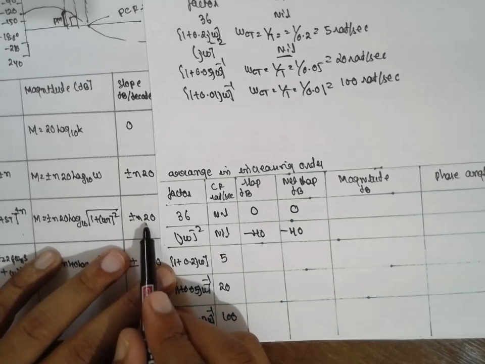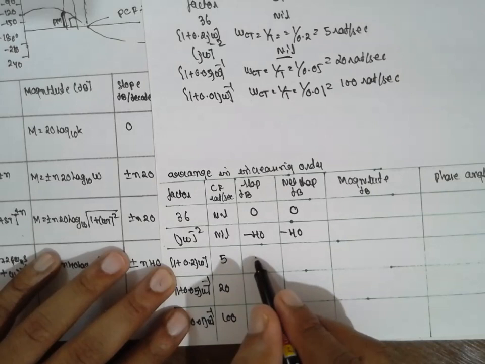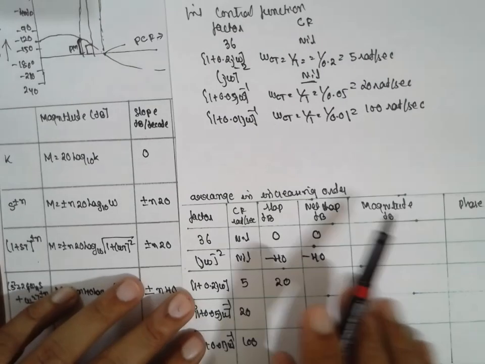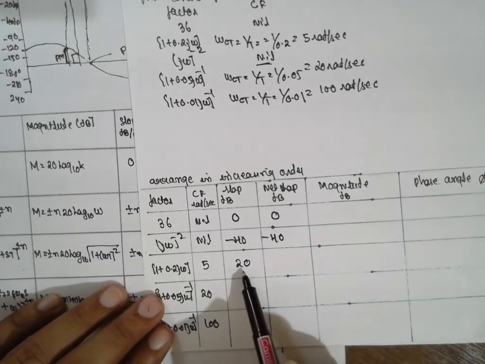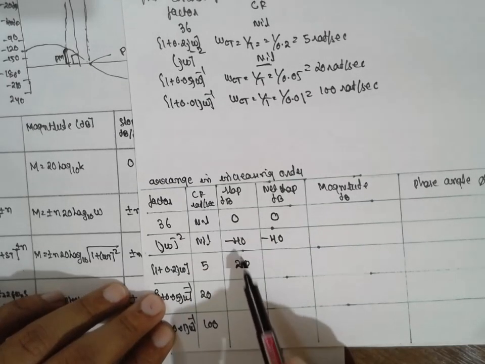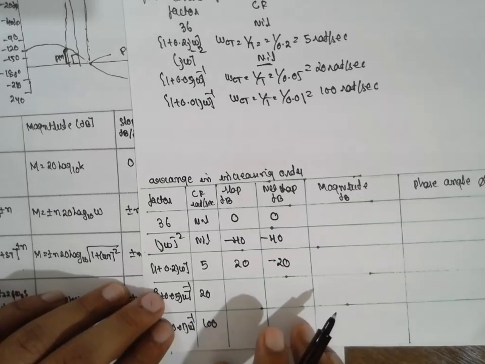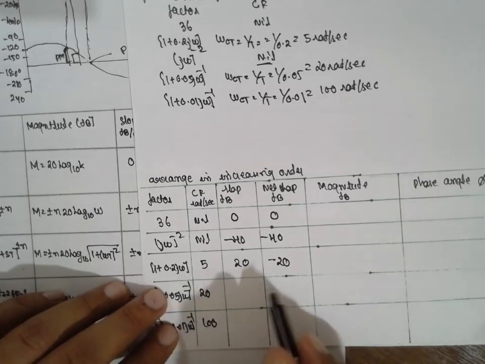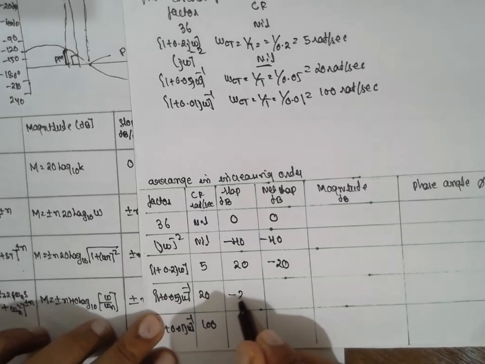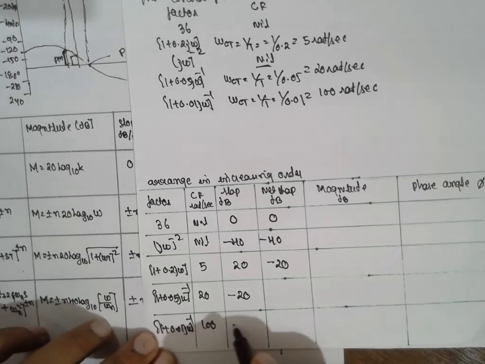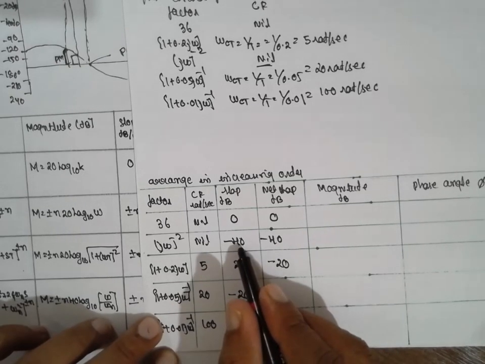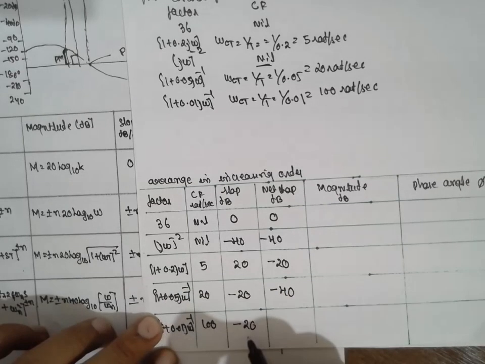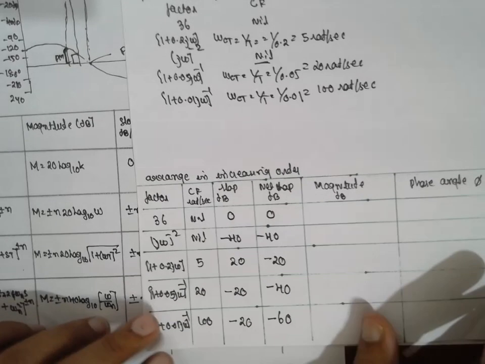Next, here, 20. There is no square term or anything else, but positive 20 it is. Positive, because it lies above here. Therefore I take positive 20 here. If it is at the bottom, I have to take negative. So 0 minus 40 plus 20 becomes minus 20. For the next one, again minus 20, and again this one is also minus 20. Minus 40 plus 20 minus 20 is nothing but minus 40. Minus 40 plus 20 minus 20 minus 20 is nothing but minus 60.